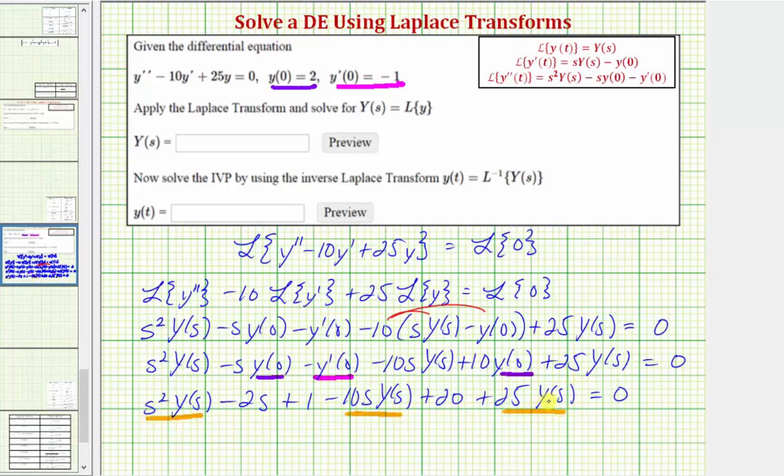Notice how we have three terms that have a factor of big Y of s, here, here, and here. So for our next step, we'll factor out big Y of s from these three terms and move the remaining terms to the right side of the equation. So that would give us big Y of s times the quantity s squared minus 10s plus 25 equals, we'd add 2s to both sides, so we'd have 2s, and then notice that 1 plus 20 is 21, so we subtract 21 on both sides, so the right side of the equation is 2s minus 21. And now let's continue on the next slide.